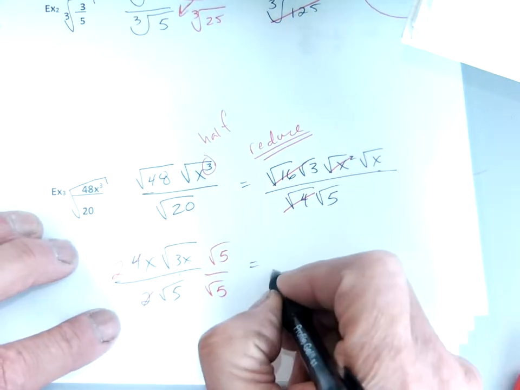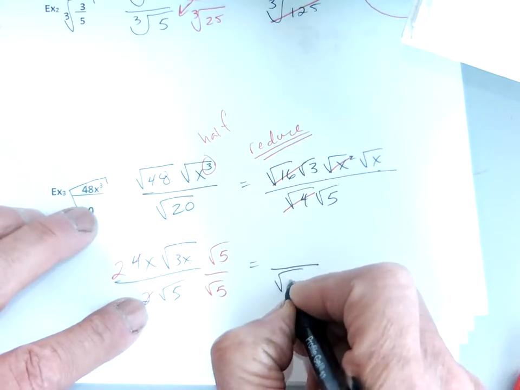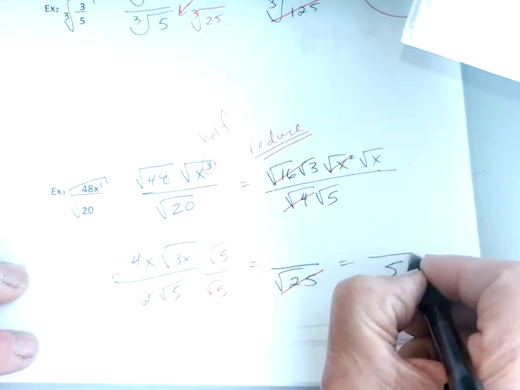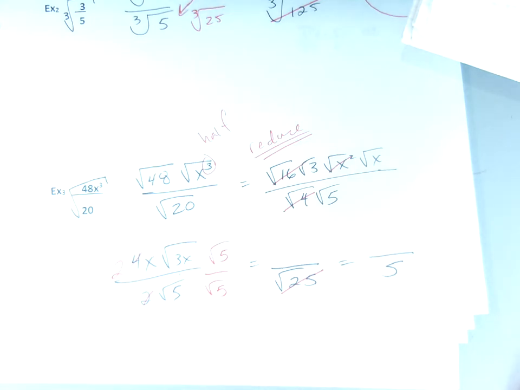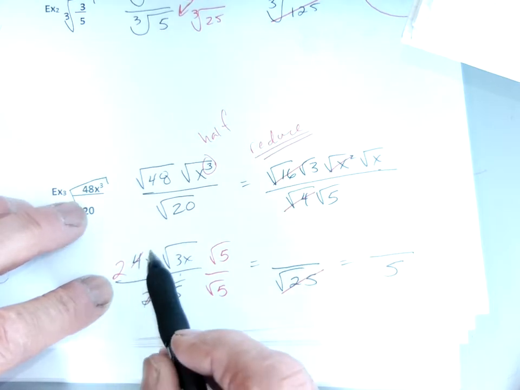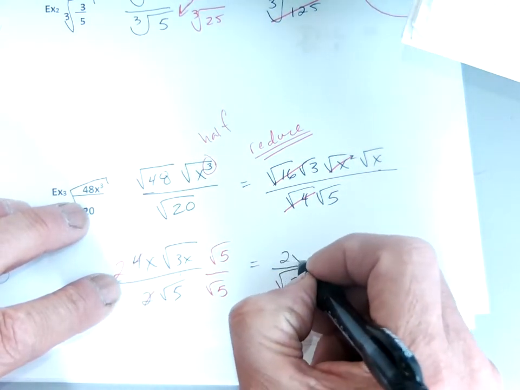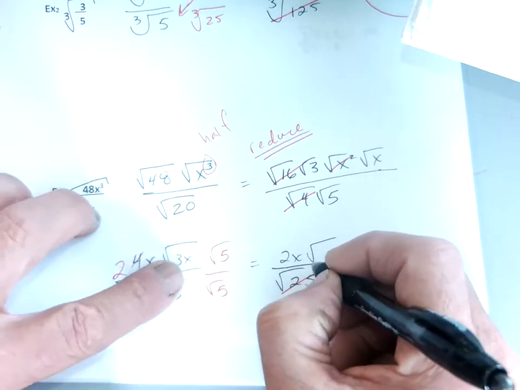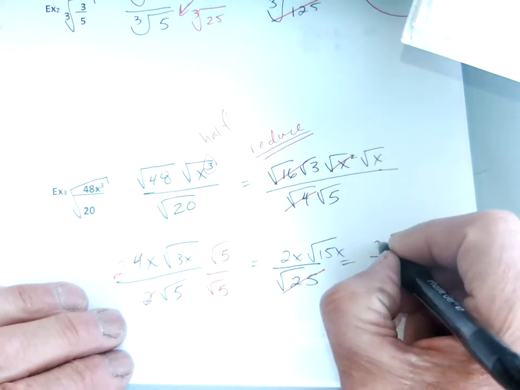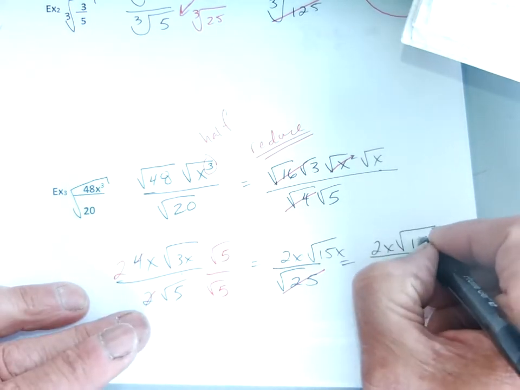Okay, so let's see what I have. So in my denominator, I get the square root of 25. That was my goal, because then the square root of 25 is 5. All right, well, the denominator is rationalized. There's no square root. On the top, I reduce the 4 and the 2, so I'm going to get a 2x square roots of 15x. I can't do anything with that. 15 doesn't have any perfect squares in it. X is just x, so I'm going to rewrite it as 2x square roots of 15x.